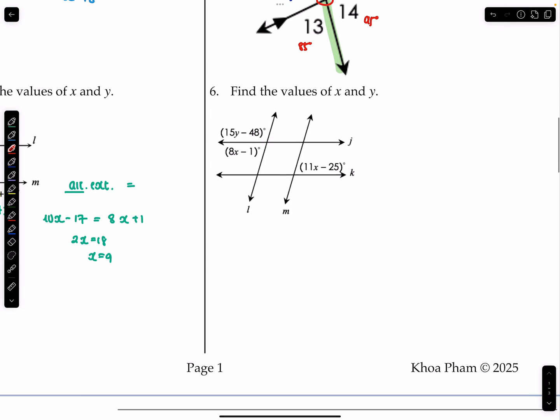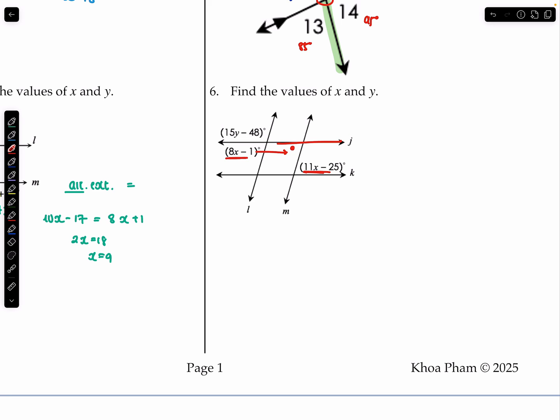Down here, I have an x here and an x there. What I can do is take 8x minus 1 and slide it right here. So we're looking at j, k, and m. That is one set of numbers. And 11x minus 25 is there, which makes these two angles alternate interior angles.